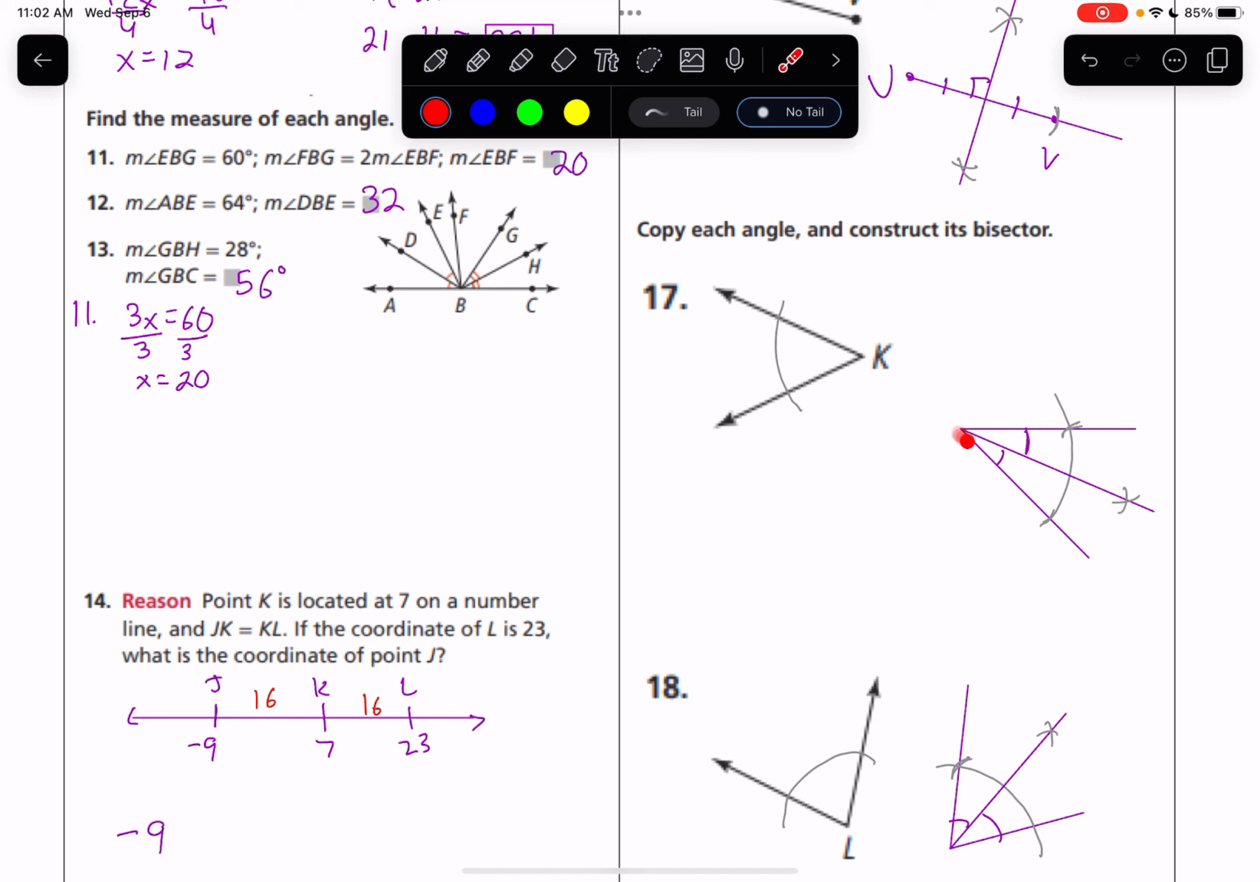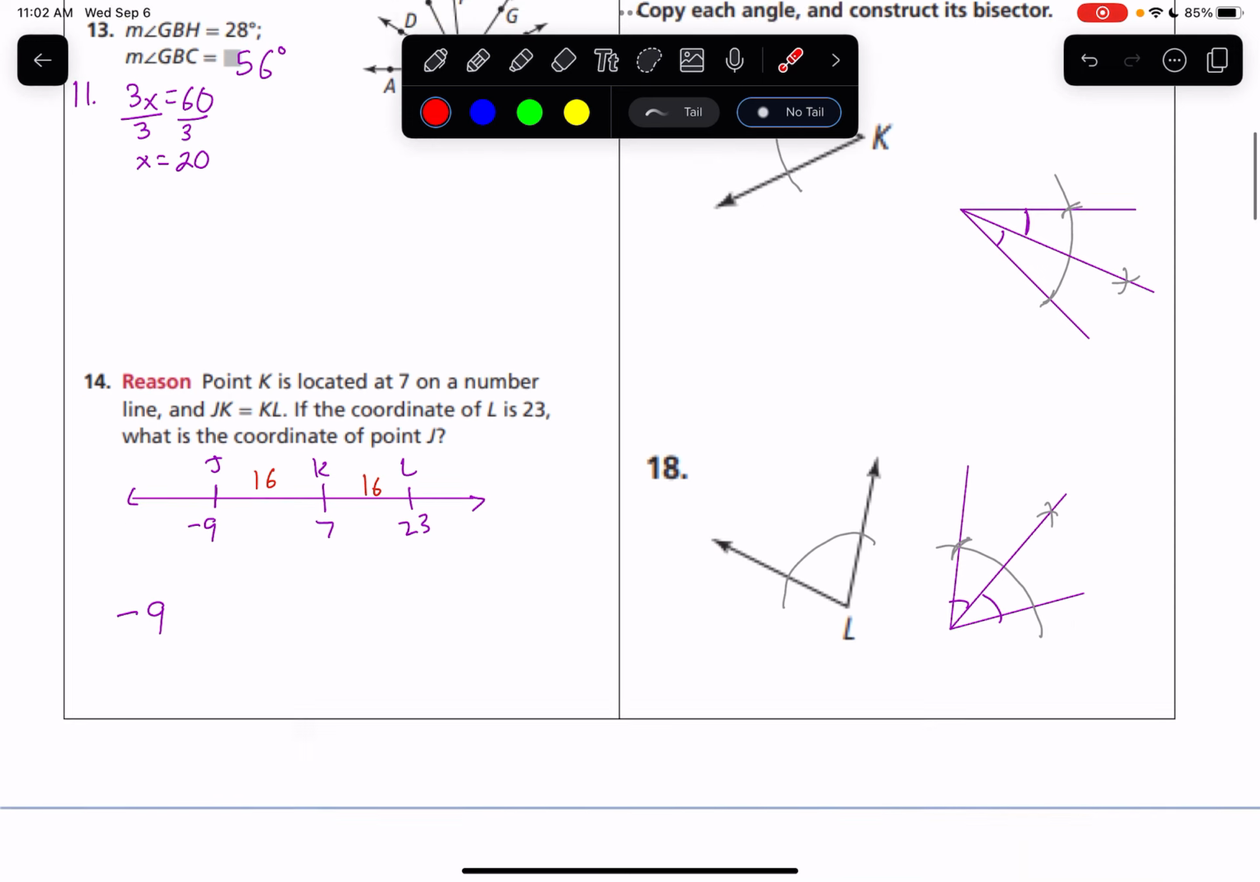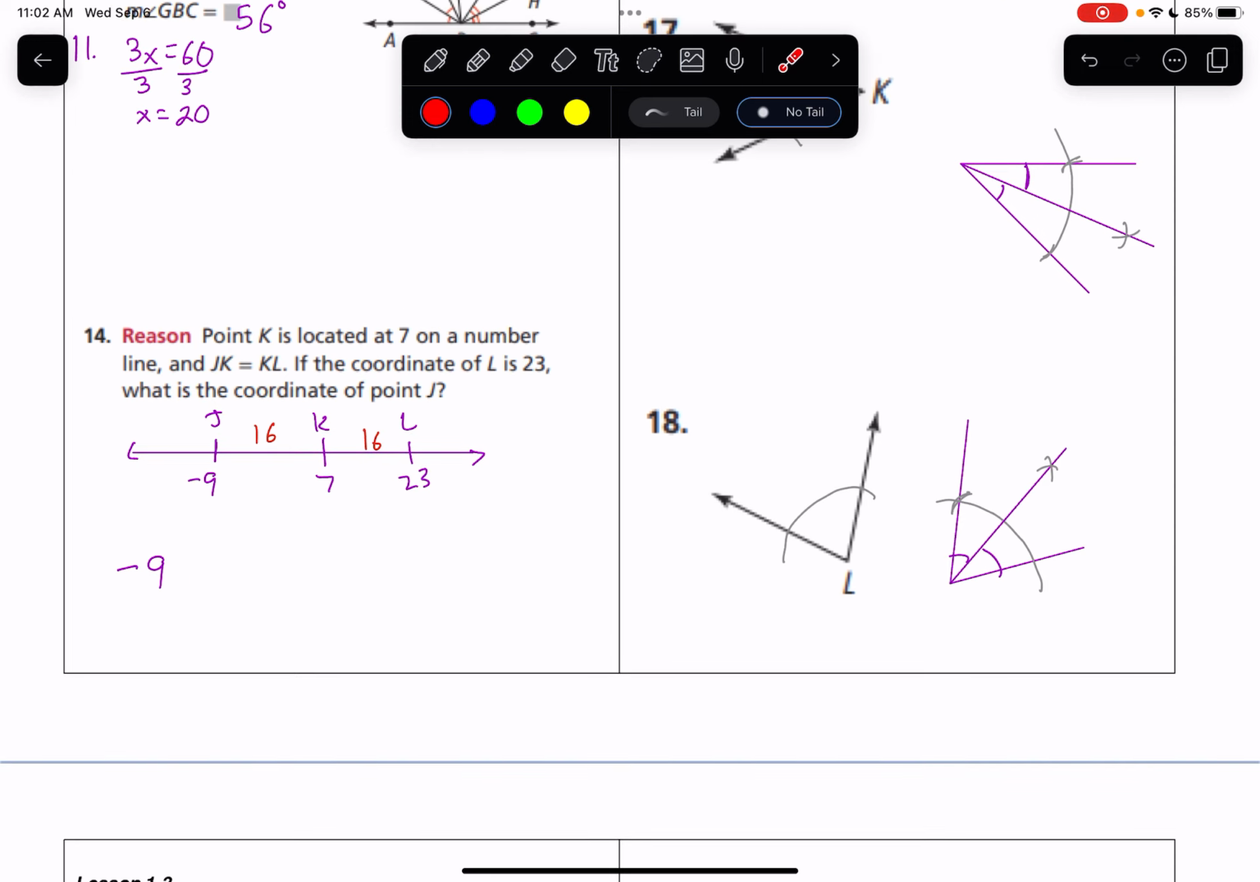Once we have our angle copied, then we are going to make an arc. So compass points here and here, make an arc outward. Compass points here and here, make another arc outward, and connect those together to create that bisector, and put two little arcs inside that angle to show that it is bisected. Same thing with number 18.